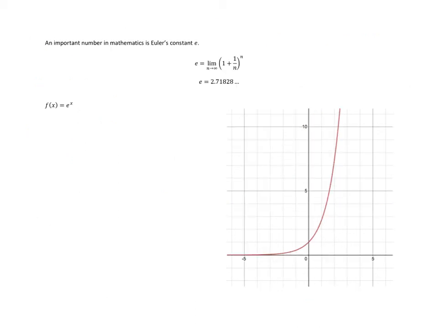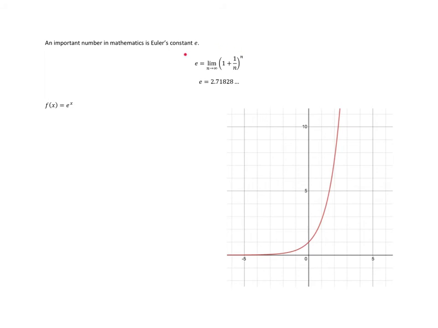There's one specific exponential function that's worth focusing on, and that's the function f of x is equal to e to the x. So here, e is a number. It's 2.71828 approximately, but it goes on forever. So in a lot of ways, it's like pi in that it's irrational and it goes on forever, and so we use a symbol to denote it.